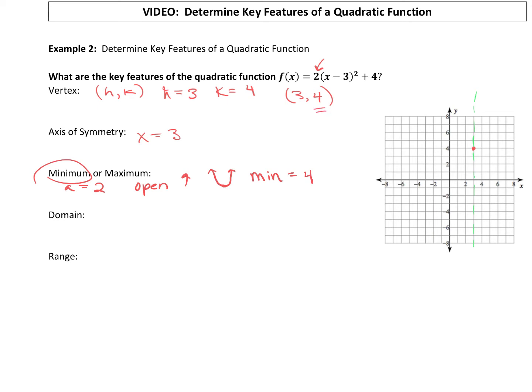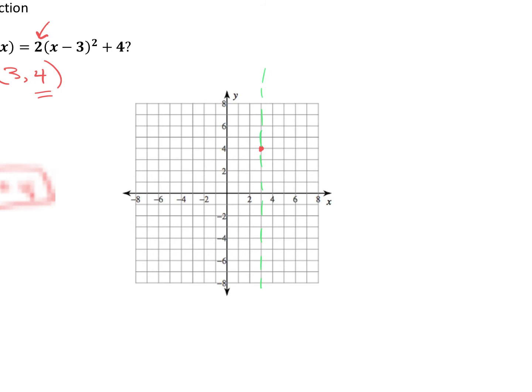But let's go ahead and get the rest of our points on here, and we can see how we know that the minimum value will be 4. So our a value is 2. And we can use the 1, 3, 5 pattern multiplied by our a. So 2 times 1, 2 times 3, 2 times 5. So we have a 2, 6, 10 pattern.